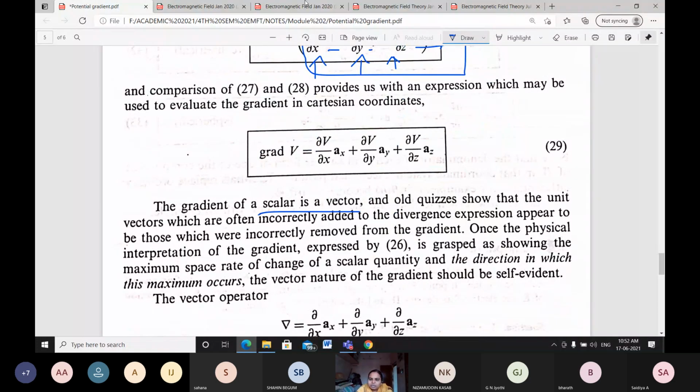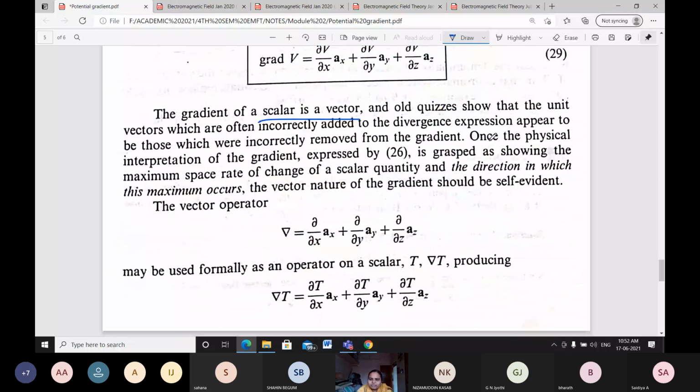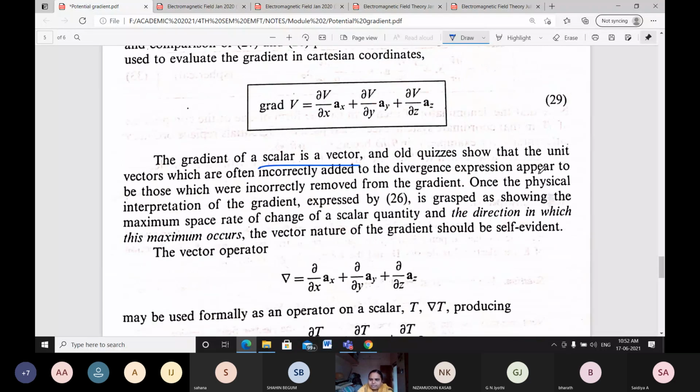The unit vectors, which are often incorrectly added to the divergence expression, are not required there. Once we have this equation, the physical interpretation of a gradient is that it shows the maximum rate of change of a scalar quantity, and the direction in which this maximum occurs. The vector nature of the gradient should be self-evident.